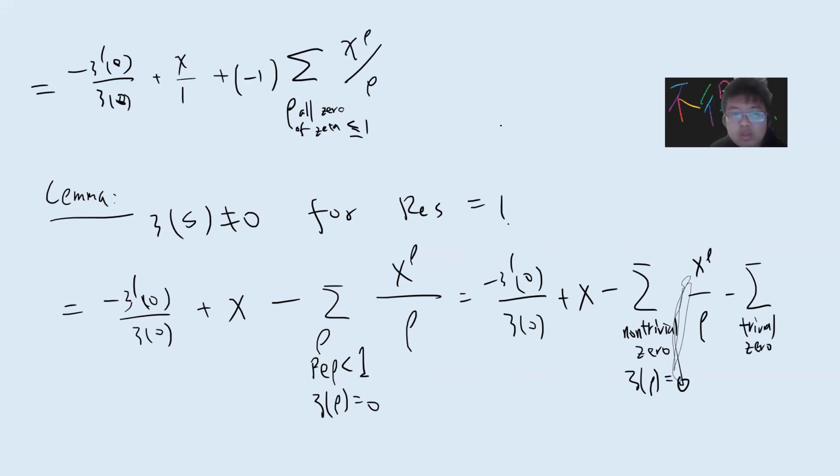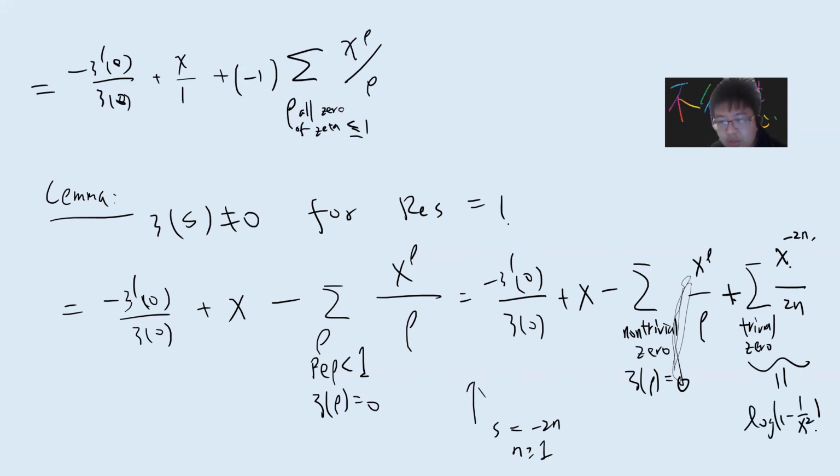And the trivial zeros are s equals minus 2n, with n greater than or equal to 1. So it's at minus 2, minus 4, minus 6. For this one, you get the sum of x to the minus 2n over 2n. Now you can easily use Taylor expansion to prove that this is just log of 1 minus 1 over x squared. This is not difficult.